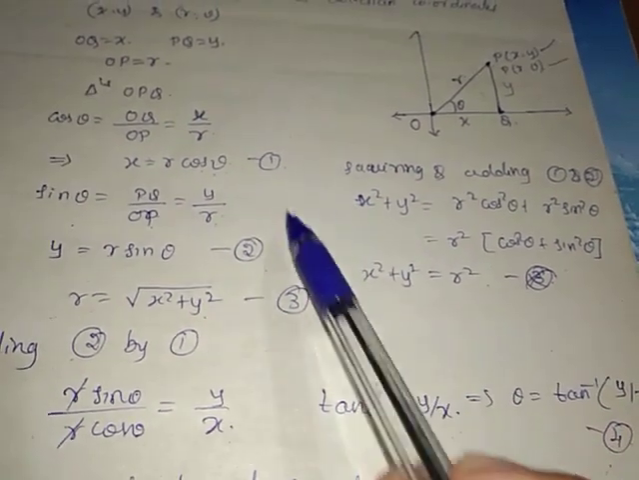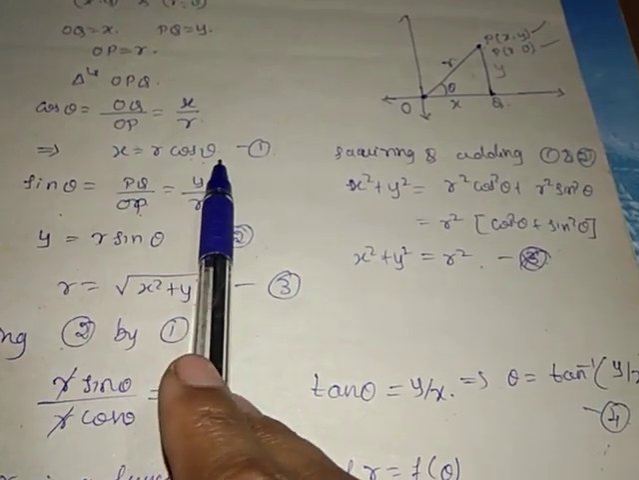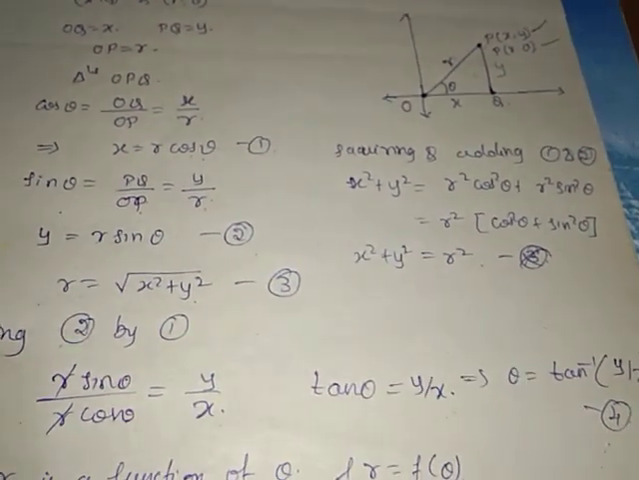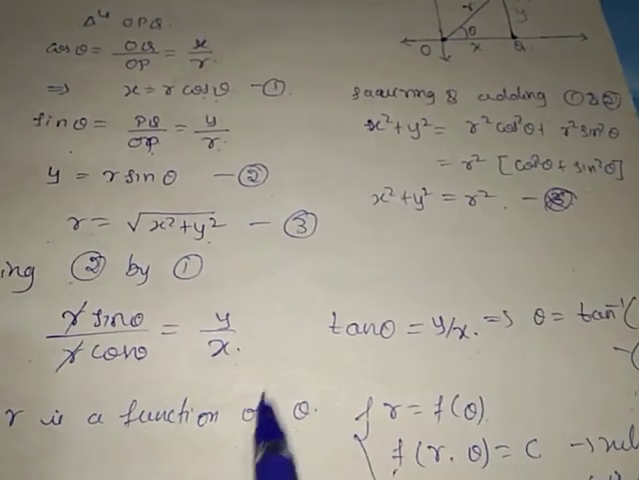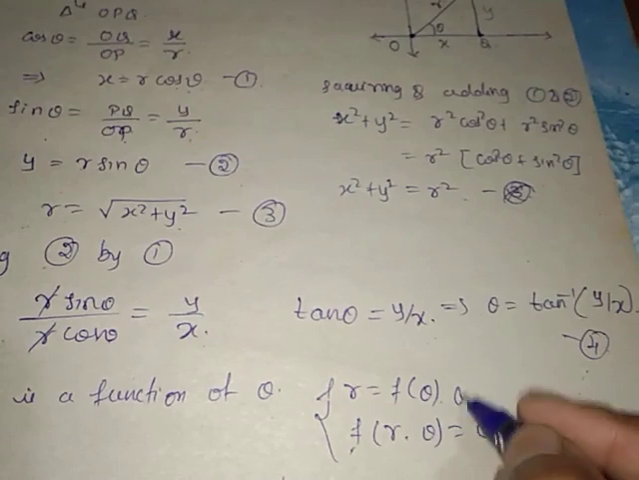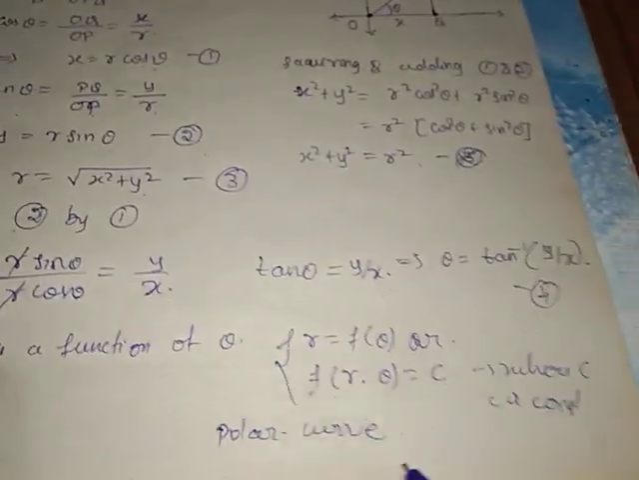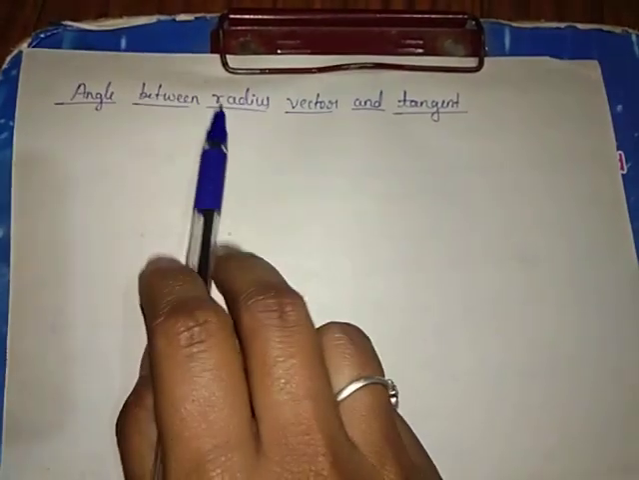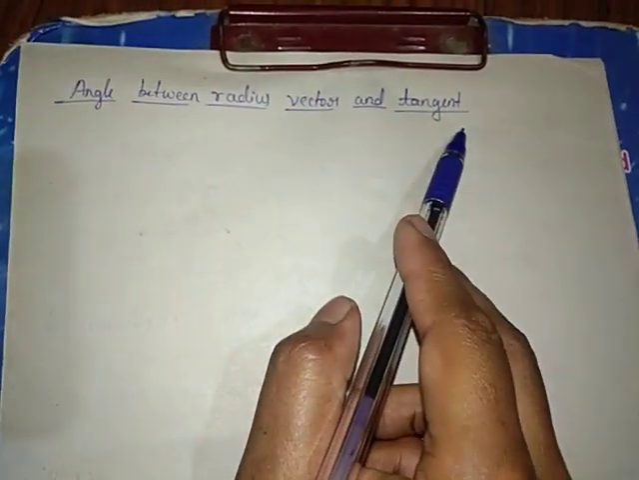Equations 1 and 2 convert Cartesian to polar form. Equations 3 and 4 convert polar to Cartesian form. From this we conclude that r is a function of theta, r equal to f of theta, or f of r comma theta equal to c, is called a polar curve. The next topic is the angle between the radius vector and tangent.